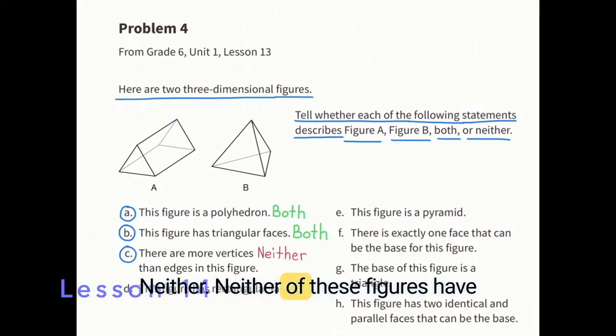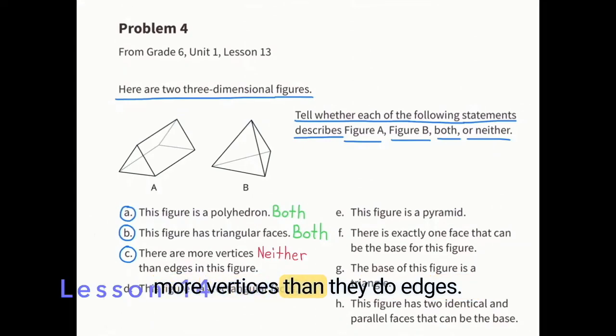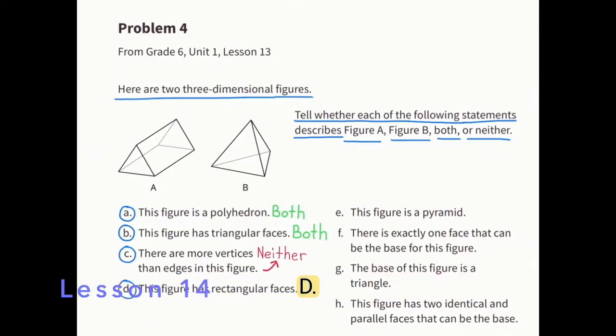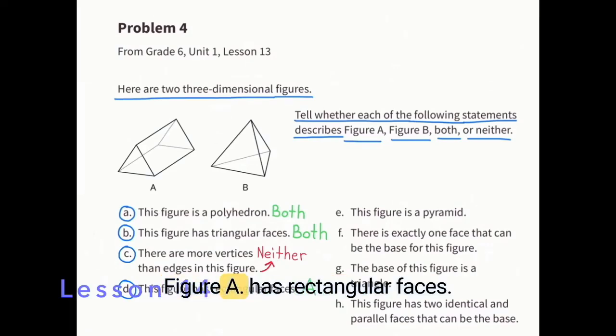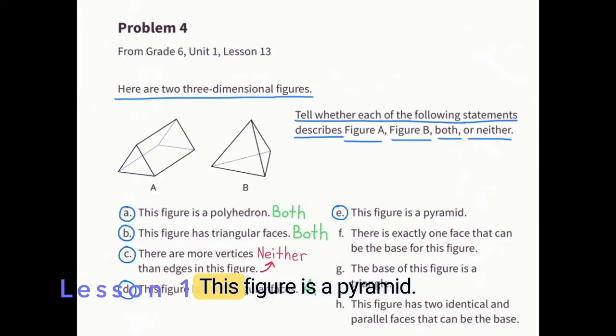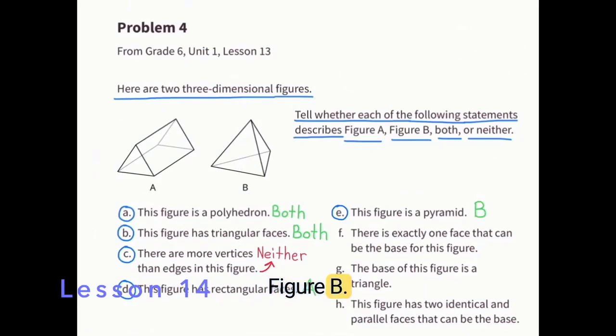Neither. Neither of these figures have more vertices than they do edges. D. This figure has rectangular faces. Figure A. Figure A has rectangular faces. E. This figure is a pyramid. Figure B. Figure B is a pyramid.